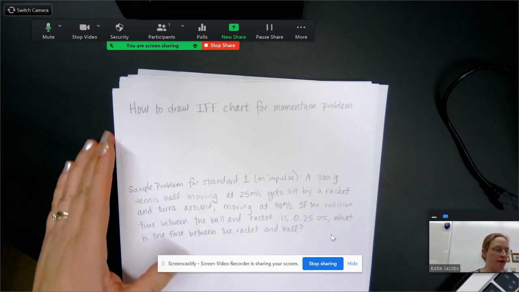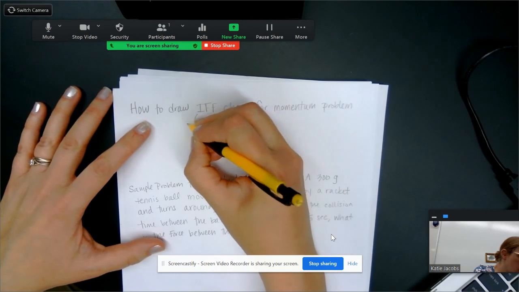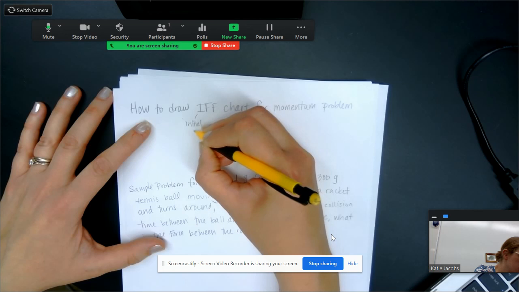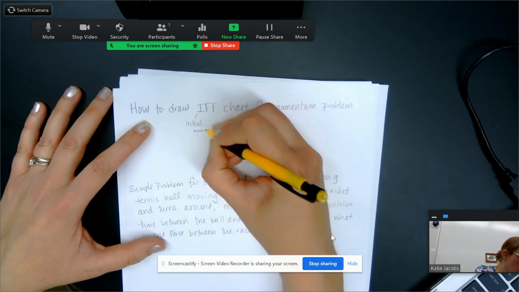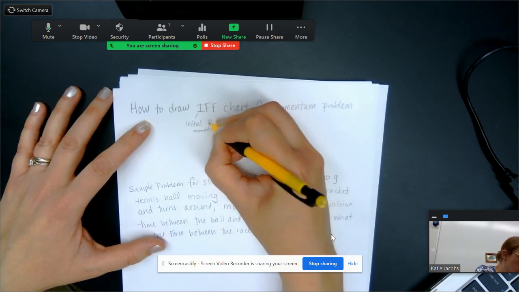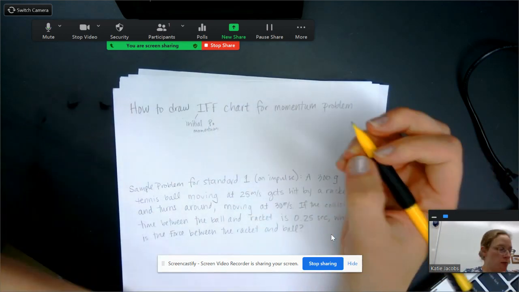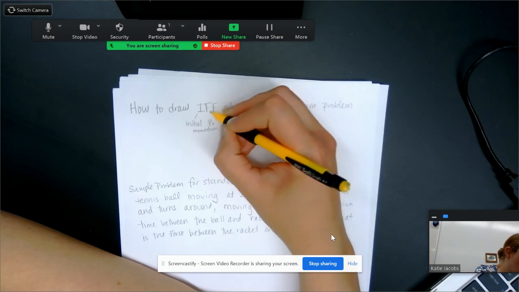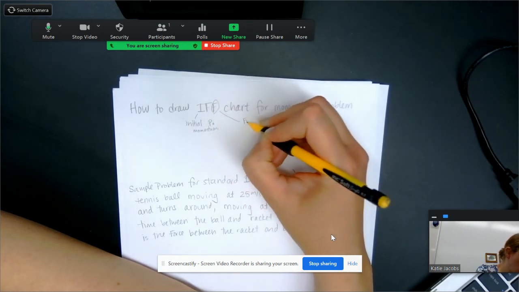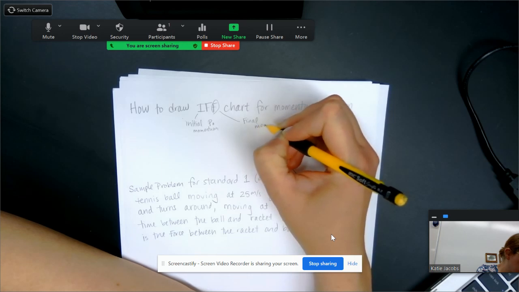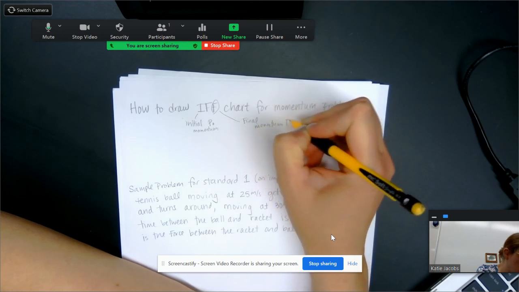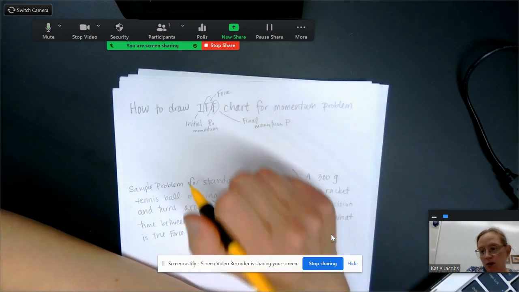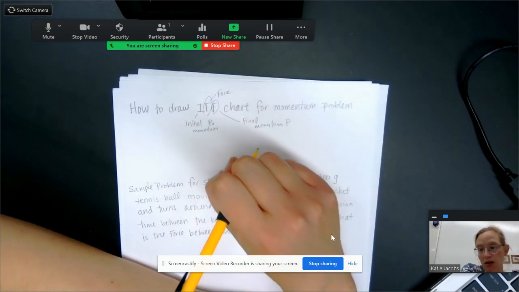So first of all, IFF stands for initial momentum. The symbol for that is P subscript 0. P is the symbol for momentum, 0 means initial. The second F stands for final momentum, and that symbol is just P. The middle F stands for force. So it's sort of like, what is the force that is changing the momentum?